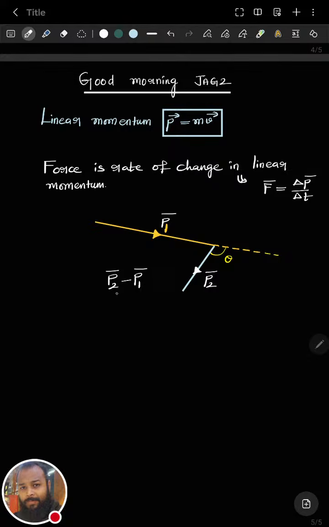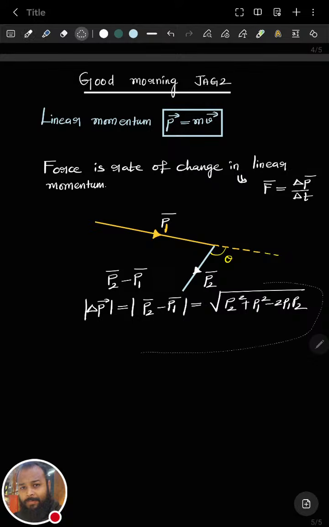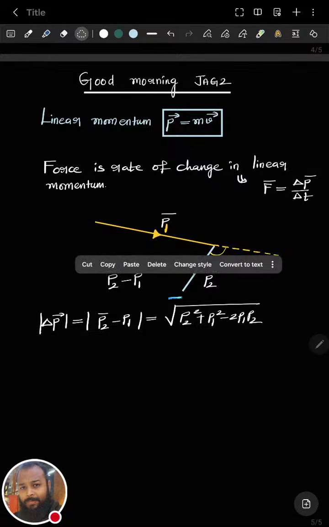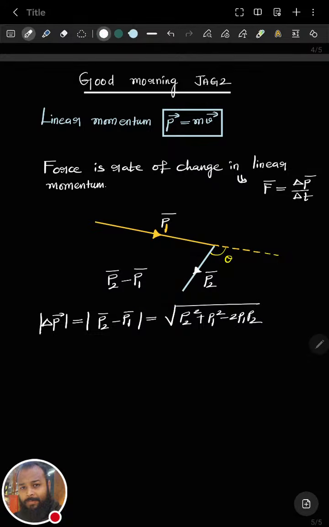Yes, sir. If I take p2 bar minus p1 bar and want to find its modulus, which we did yesterday also, the modulus of p2 bar minus p1 bar is simply the root of p2 square plus p1 square minus 2 p1 p2 cos theta, right? So this is the modulus.